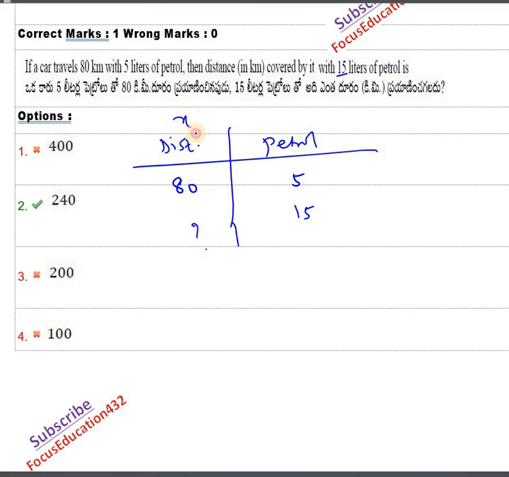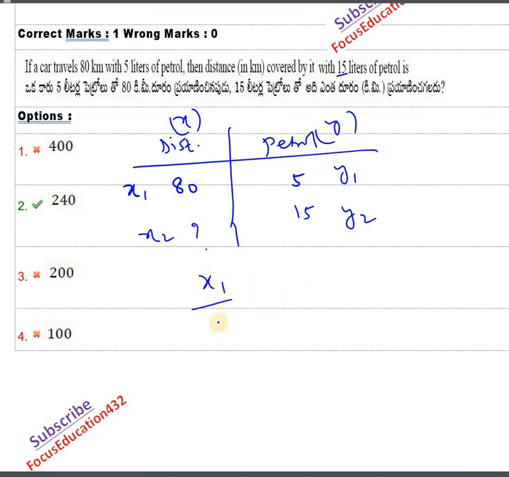You take distance as x, petrol as y. So 80 becomes x1, x2 we need to find. y1 is 5 and y2 is 15. Now, first we have to identify whether it is direct proportion or indirect proportion. Right. So how do we know? More distance, we need more petrol. Less distance, less petrol. So it is a case of direct proportion. Distance increases means petrol also increases. If distance decreases, petrol requirement also decreases.